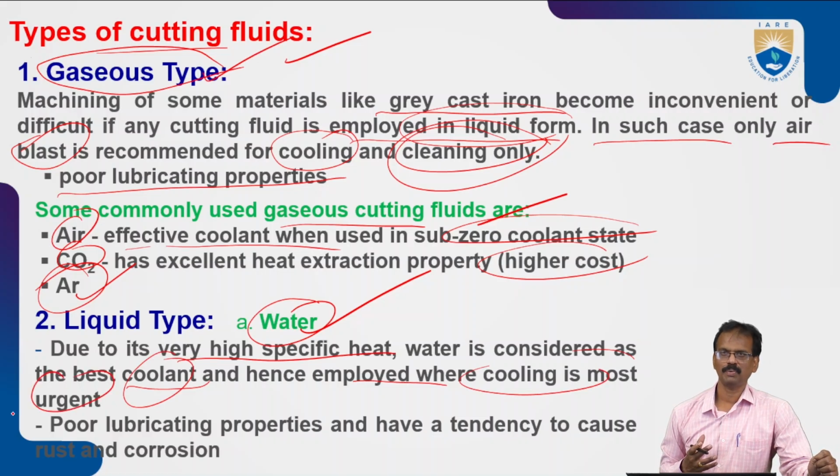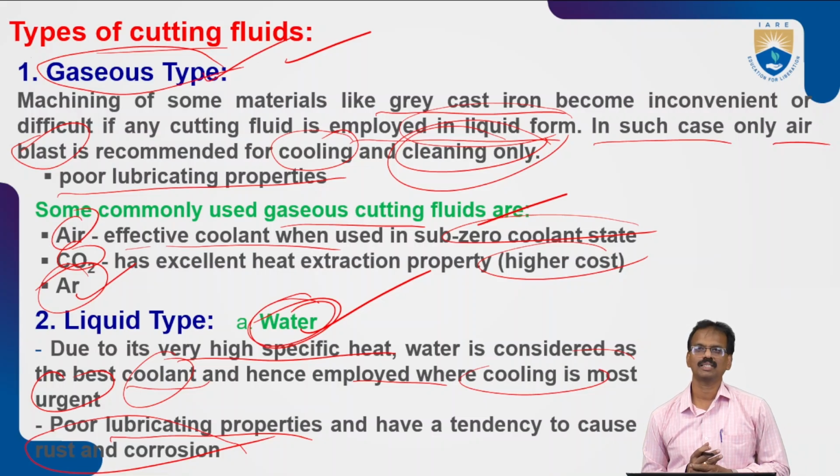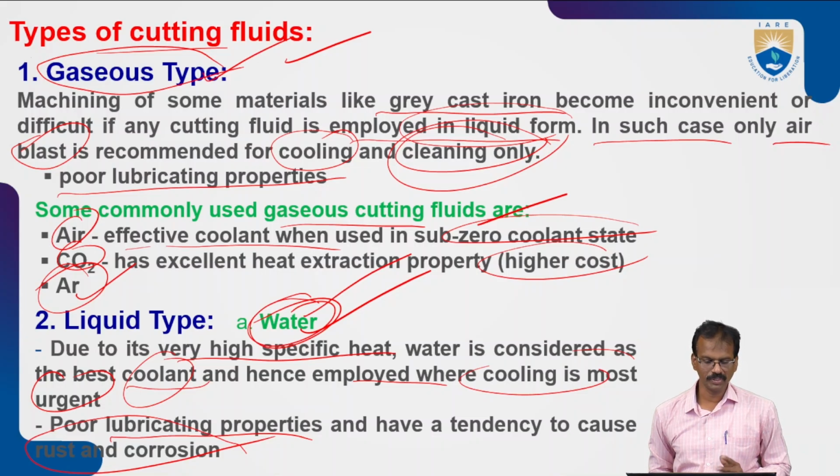So if the purpose is only to reduce the temperature of the workpiece or the tool bit, you can use this water. But it has poor lubricating properties, and it has the tendency to cause rust and corrosion. That is the main defect of water. So for this, you have to add some liquids or chemicals to water. Then you can use this water mixed with chemicals as cutting fluids.